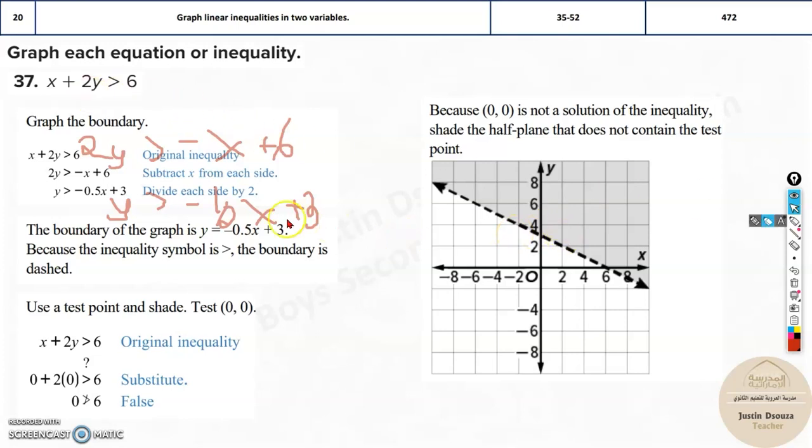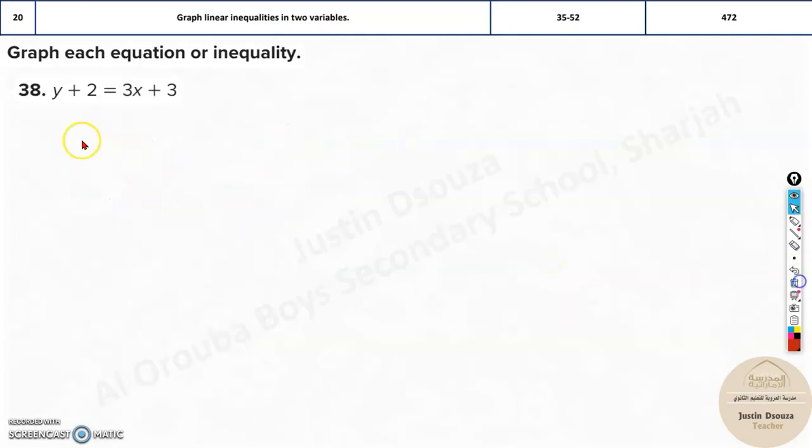Next, since it's only greater than, it is a dotted line, and for the y value, y is greater than all the values upside, which is correct. Or you can use the calculator and find the points. Same way you can check the rest of the graphs.